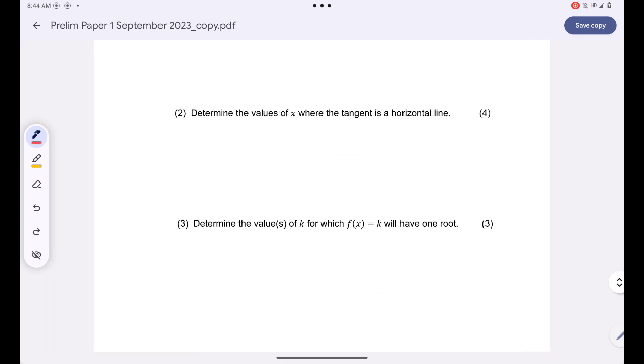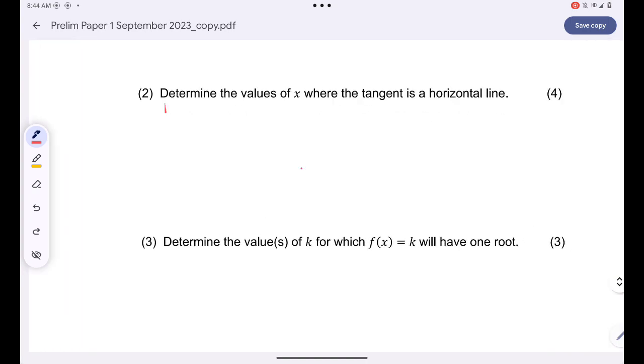Okay, and then now you're supposed to determine the values of x where the tangent has a horizontal line. The tangent, guys, is only a horizontal line at the turning point of the curve. So basically they want us to find the x values at turning point. I know that f of x is equal to 2x cubed minus 14x squared plus 30x minus 18, right? So my derivative is equal to 6x squared minus 28x plus 30.